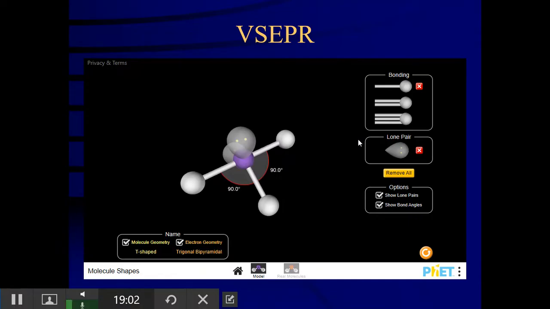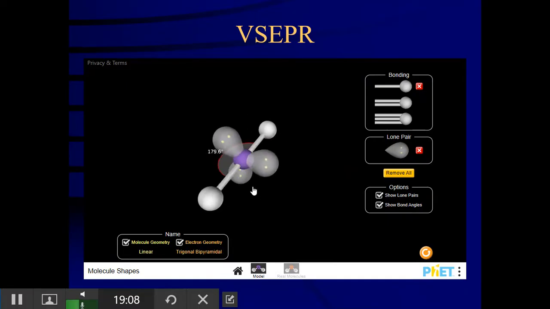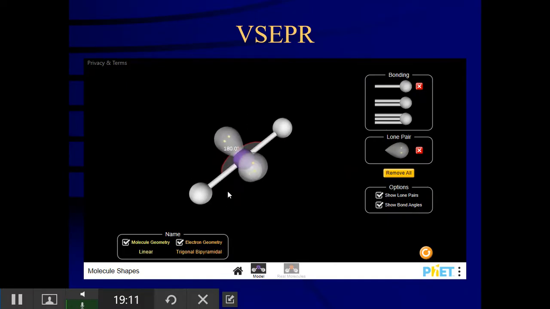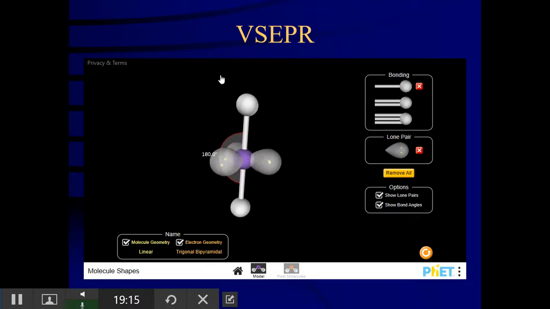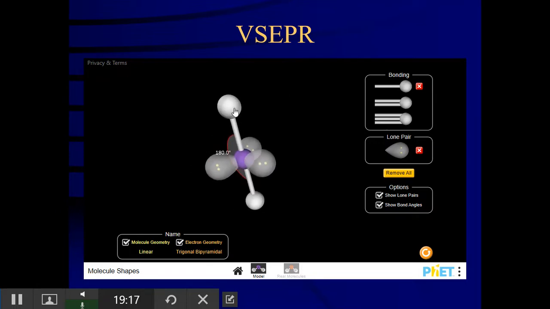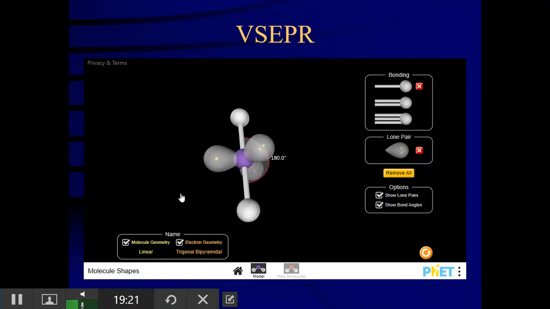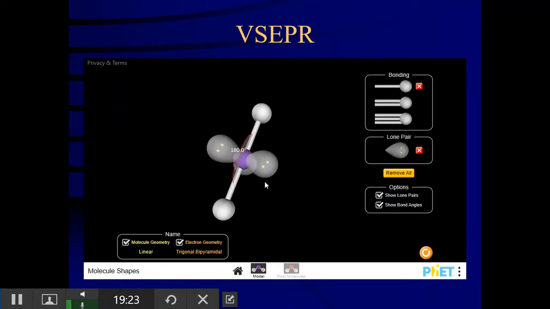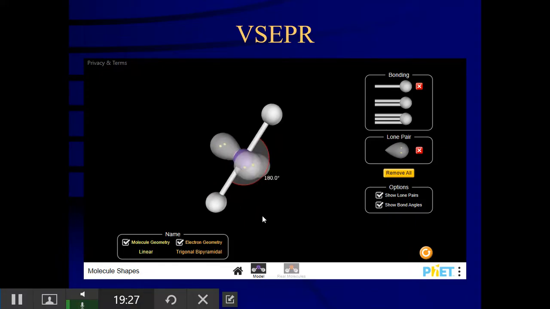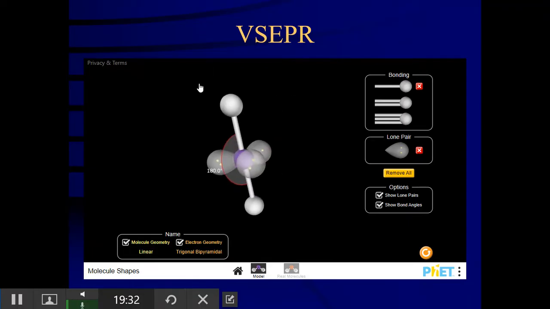I think you guys are starting to get the hang of this. I'm going to go a little bit faster. We did draw this one. This was I3 minus. 5 electron domains, 2 shared pairs, 3 lone pairs, and look, we're back to linear. This has a bond angle of exactly 180 because all those lone pairs, yes, they are pushing, but they're pushing equally. So we're back to linear.